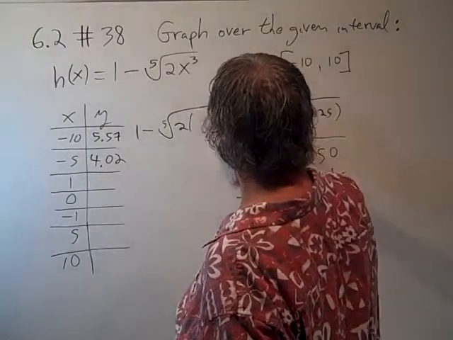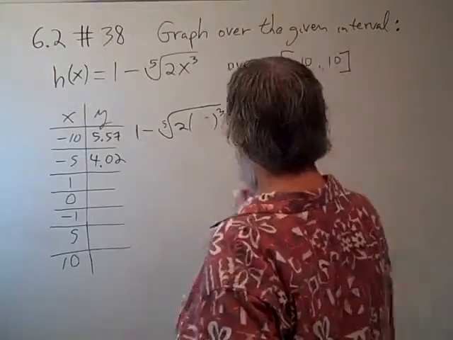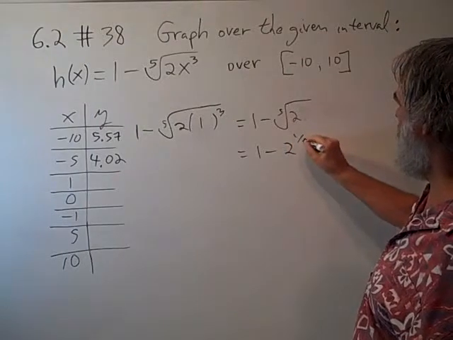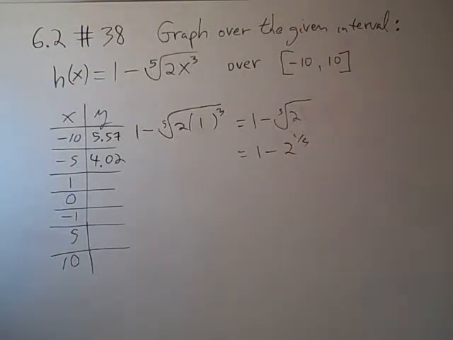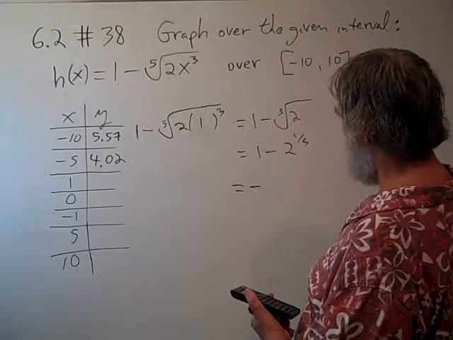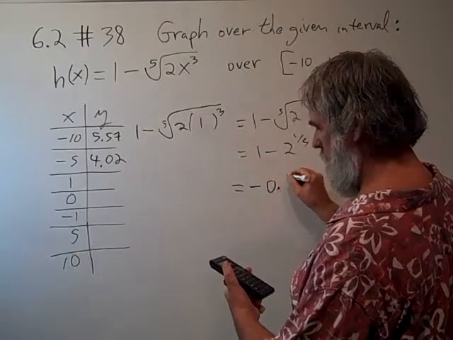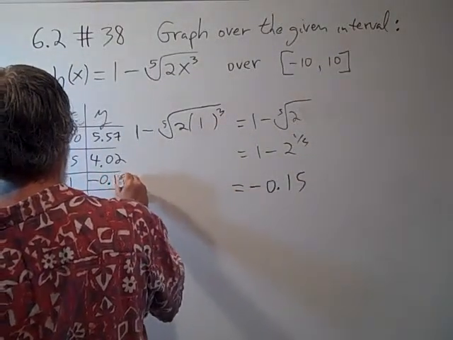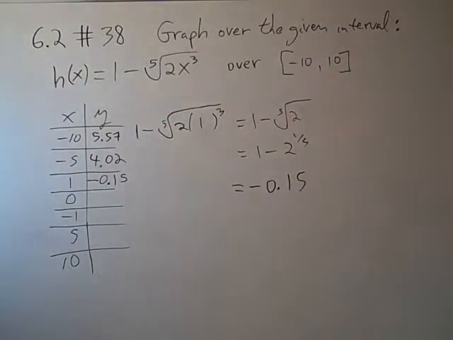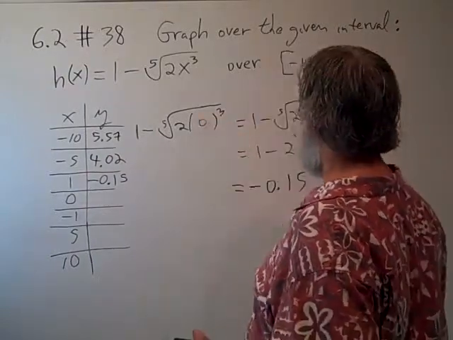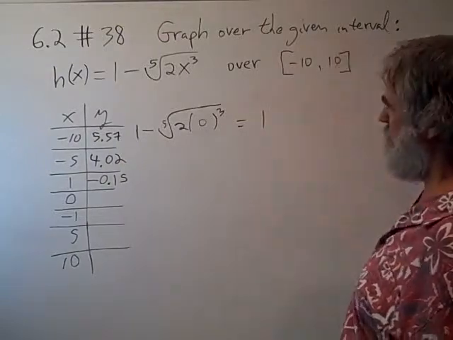Okay, now for the third one, we plug in a 1 here. So if there's a 1 here, x equals 1, then this is just 1 minus the fifth root of 2, which is 1 minus 2 to the 1/5 power. So 2 to the 1/5 power is 1.148, and if I subtract that from 1, I get negative 0.15 approximately. Okay, now plugging in a 0 next for x, that's particularly simple because it just equals 1, because the whole radical is 0.